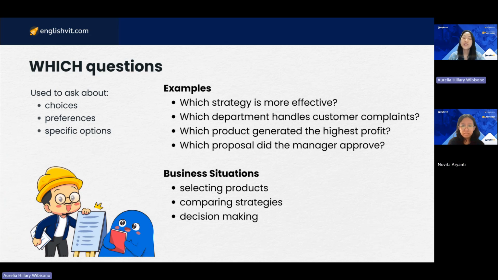Okay. Which department handles customer complaints? Customer care department. Which product generated the highest profit? The flight product generated the highest profit. Which proposal did the manager approve? The proposal regarding the development on optimizing the website. Okay. Good.